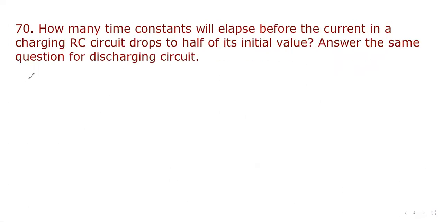Now, consider question number 70. How many time constants will elapse before the current in a charging RC circuit drops to half of its initial value? Answer the same question for discharging. So here, I equal to I0 divided by 2, and this is the case of charging. So Q equal to Q0 times 1 minus e to the power minus t upon RC. From here, we will get I equal to I0 times.